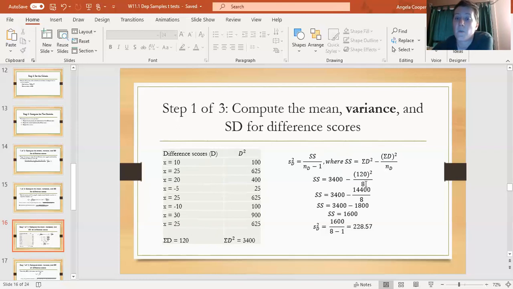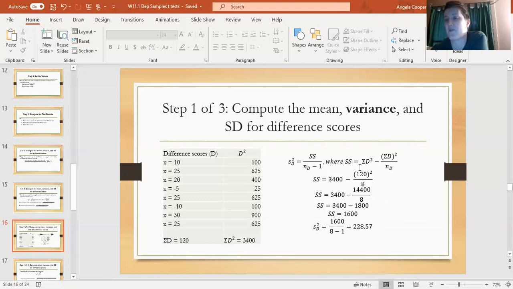Okay, which is 8. The 8 never changes. That is the number of different scores we have. All right. So 3,400 minus 120 squared divided by 8. That's when we plug in the numbers to this sum of squares formula. Okay, so let's kind of simplify it. So 120 squared is 14,400, divided by 8. Once we divide that number by 8, it gives us 1,800. So 3,400 minus 1,800, our sum of squares at this point is equal to 1,600.